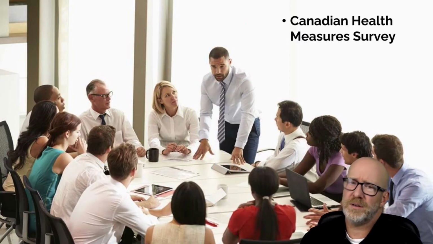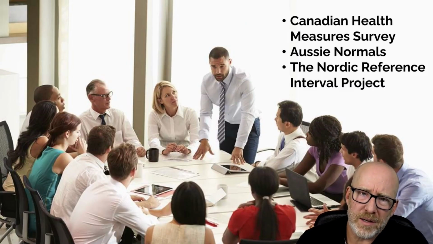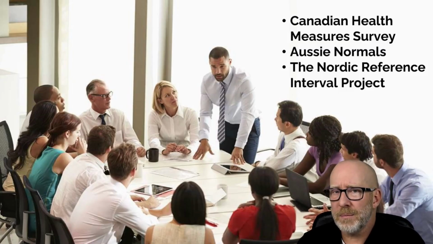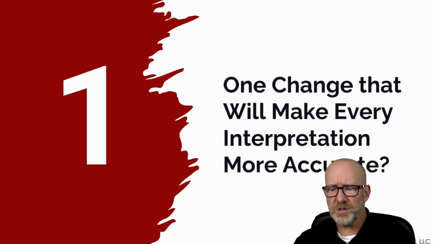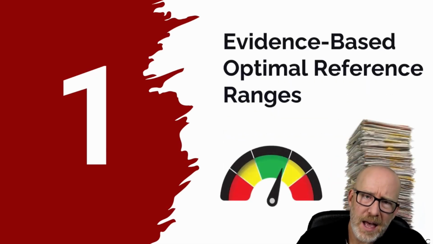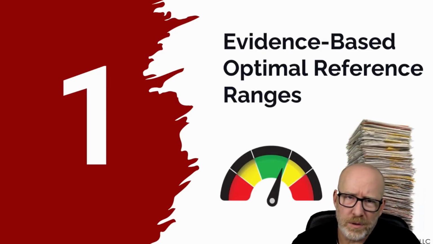In fact, it's so important there are different initiatives around the world that are taking place where people are coming together trying to find a better, more optimal reference range for a number of biomarkers. That tells you how important it is. So, what is this one change that will make every interpretation more accurate? Evidence-based from the scientific literature optimal reference ranges.